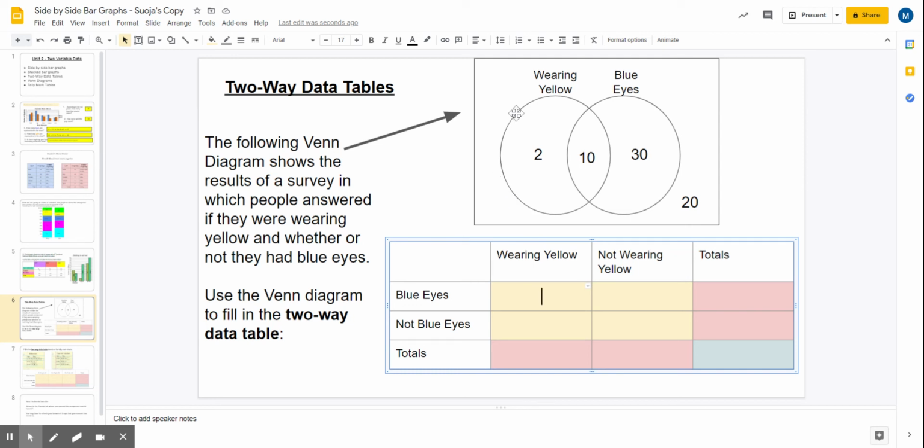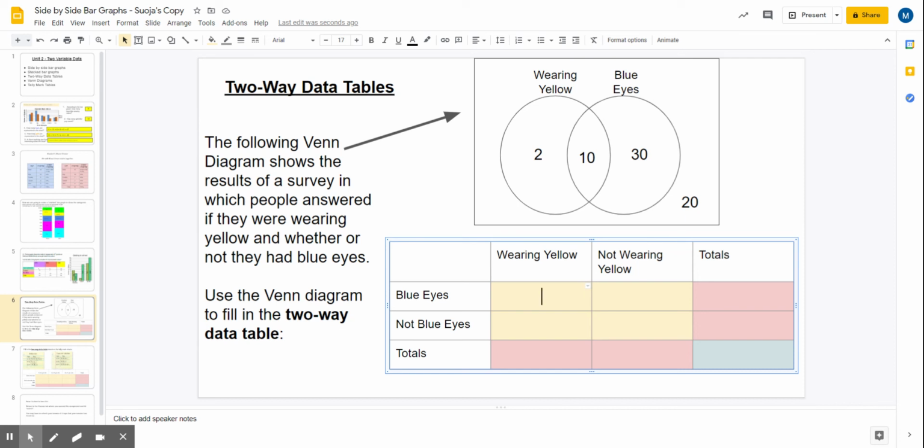Okay, so you can see the wearing yellow circle. All these people are wearing yellow. All right. All these people have blue eyes. The people in between are the ones who are both, right? They're both wearing yellow and they have blue eyes. And then the 20 people represented in this corner are the ones who don't have blue eyes and they're not wearing yellow. So this is a true two-way data table.